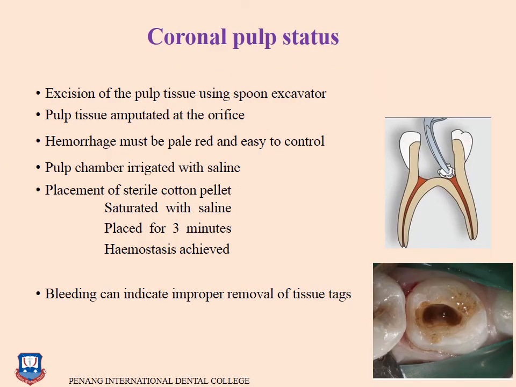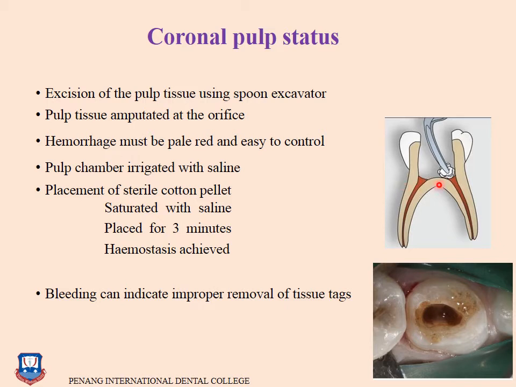So, the coronal pulp status. There is excision of the pulp tissue. How do you remove the pulp tissue? You need to excise the pulp tissue either by using a spoon excavator or by using a air rotor. The pulp tissue is amputated at the orifice, till the orifice of the canals, and the hemorrhage must be pale red and easy to control. Whatever bleeding we see, it should be pale and easy to control.